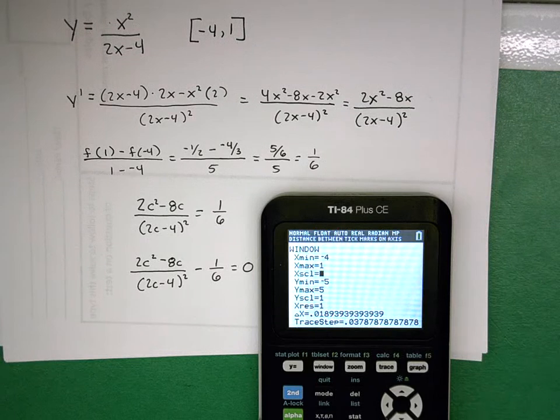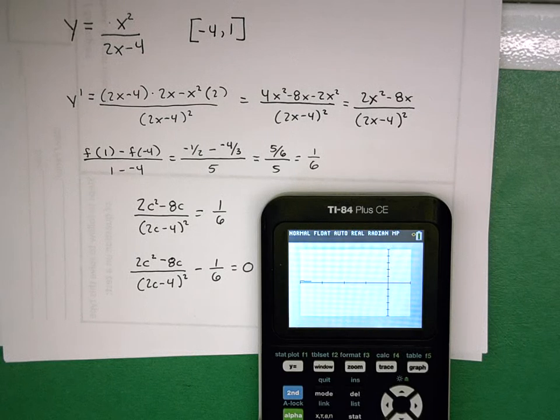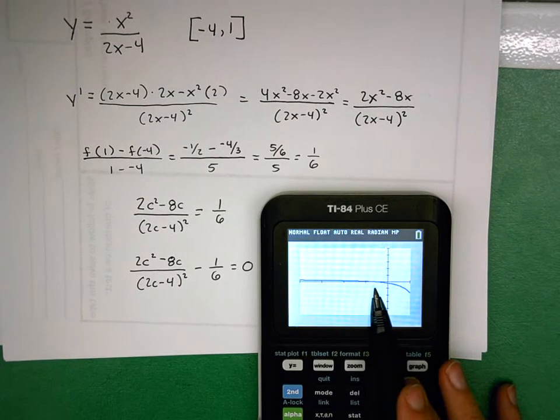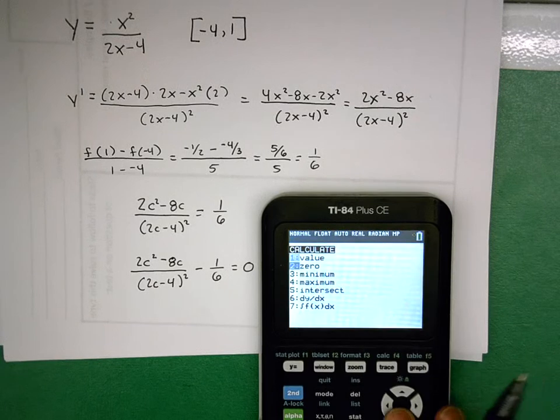So I'm going to go ahead and constrain my window so I really only see the zeros that could potentially be answers in this particular problem. And so when I graph that, I see it working its way over, it's getting closer and closer to a 0. And right there, I see it cross. Right here. Okay, and so I'm going to go ahead and do second calc.